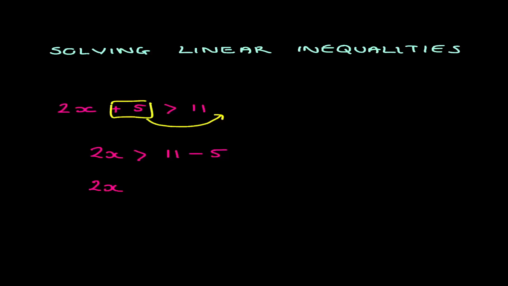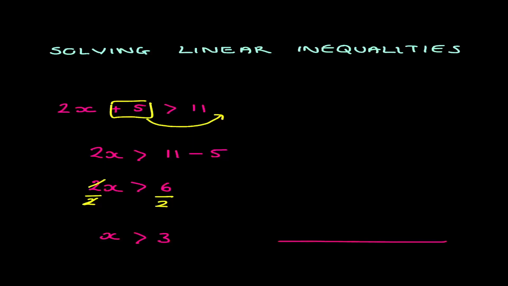So then we're left with 2x is greater than 11 take 5, and 11 take 5 is 6. And then we just want to get rid of this 2, so we just divide both sides by 2. That gets rid of that. And so x is greater than 3.